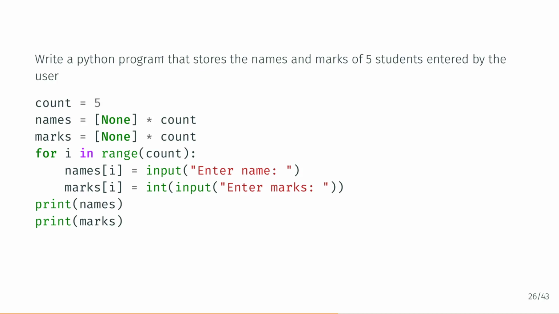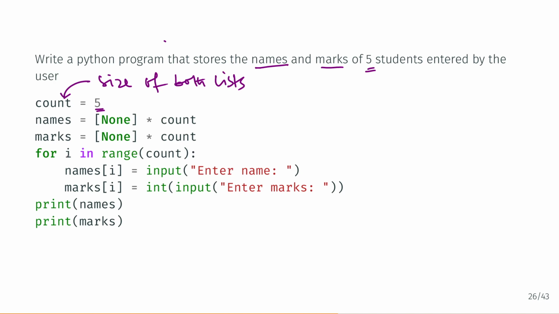In this next example, we are asked to write a program that stores the names and the marks of 5 students entered by the user, okay? Now, again, remember when we talked about lists, we said that if we have different types of data, it's a good idea to create different lists for the types of data, right? So we have 2 lists, one for names and one for marks, each of size 5. So I create a new variable count and assign it the value 5. That's the size of both lists.